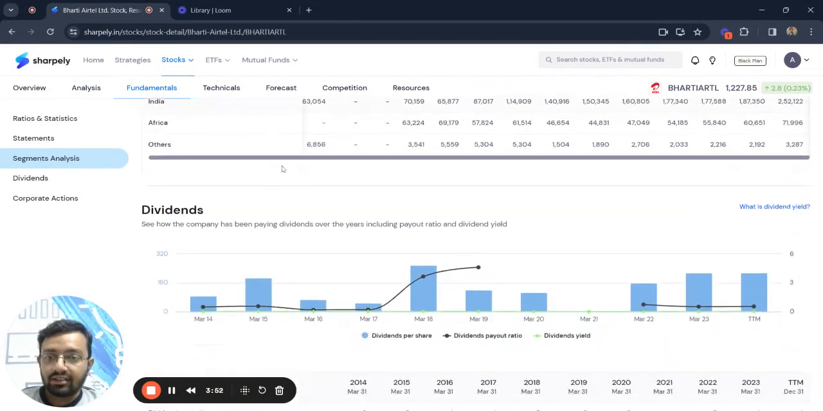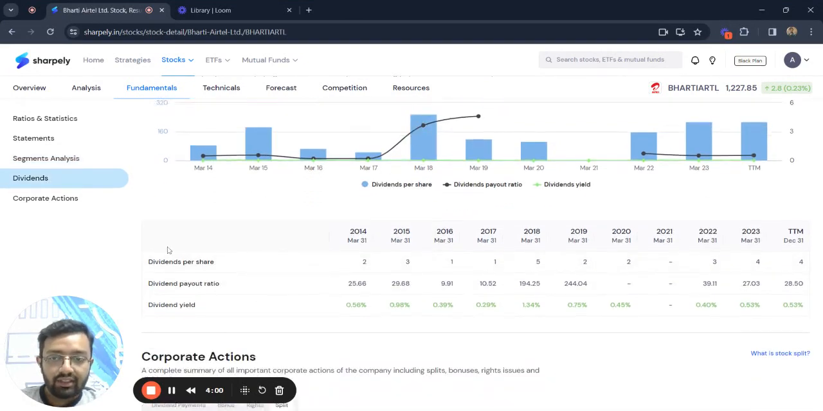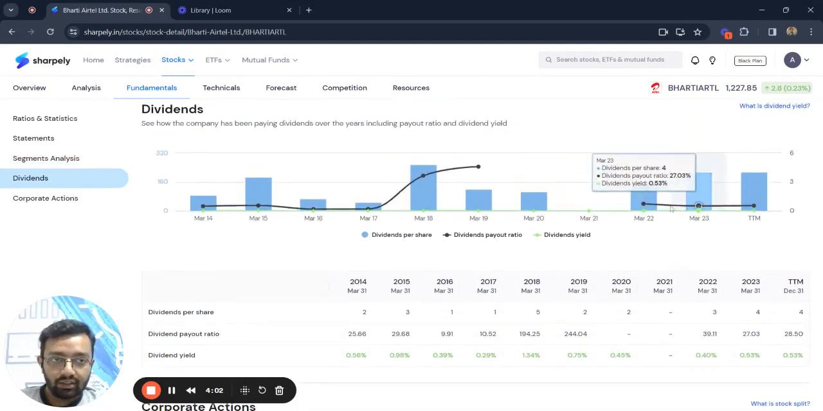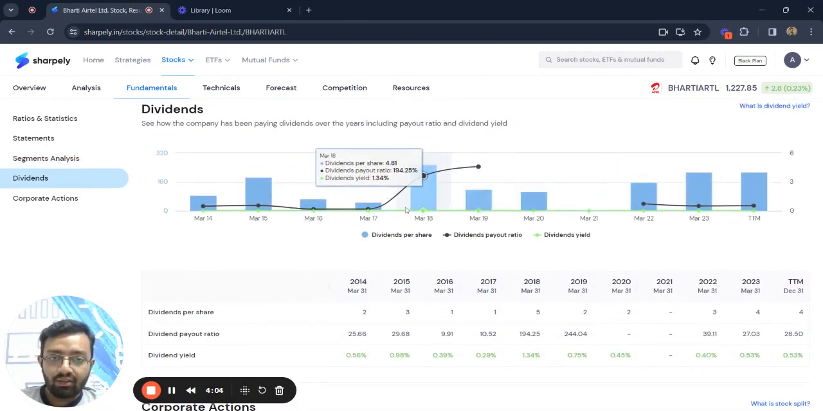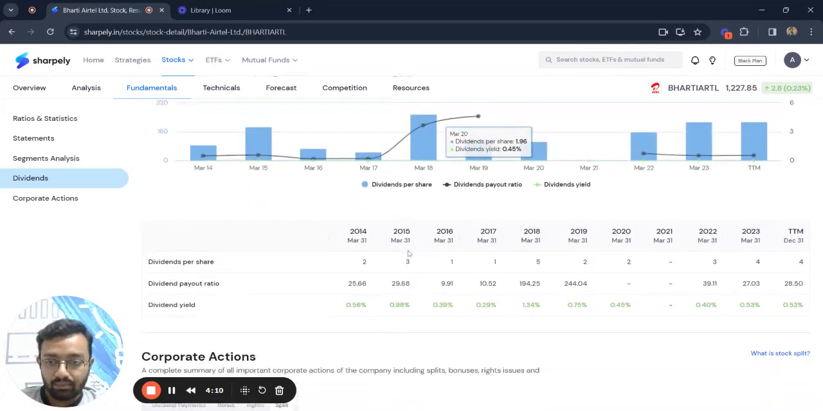The next section includes the dividend details. Here we provide three key data points: dividend per share, dividend payout ratio, and dividend yield. And the same data is shown in the table here. So you can see how the dividend trend has been of the company and how it has moved over time.